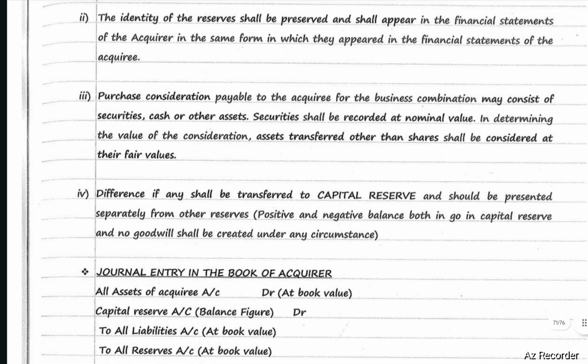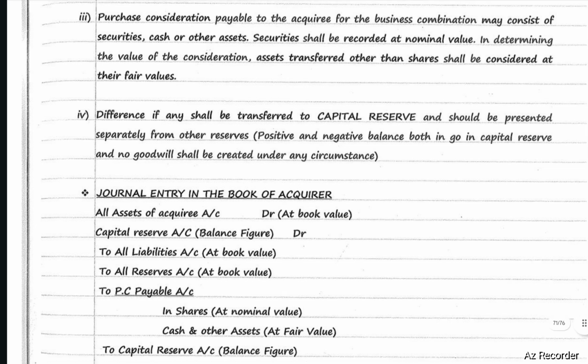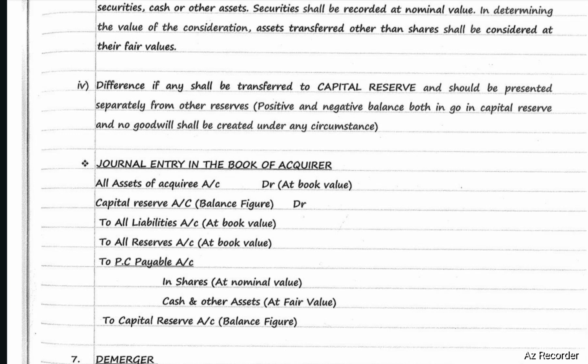Journal entries in the books of the acquirer. In case of common control business combination, debit all assets of the acquiree at book value, credit all liabilities at book value, credit all reserves at book value, to purchase consideration payable account. PC may be payable in shares at nominal value, and cash and other assets will be at fair value. The balancing figure will be capital reserve, either positive or negative capital reserve.